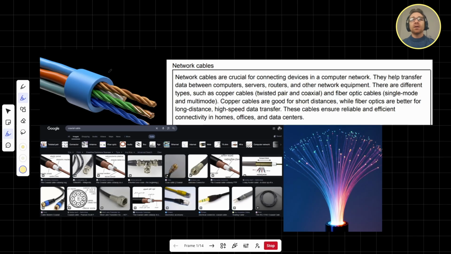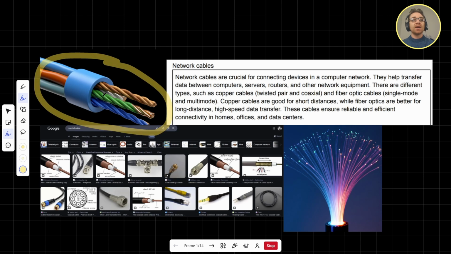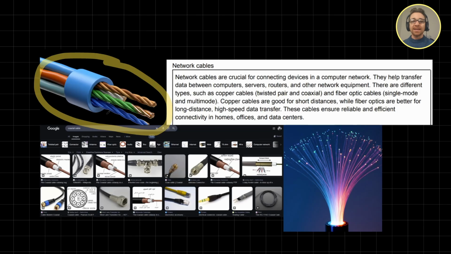You can read the information over here if you want to, but essentially we've got a couple of different ones. This first one over here is one we will need to know about. It's called a twisted pair cable. Now this is essentially an Ethernet cable. We have talked about the concept of wired internet before in previous exam objectives. This is the specific cable that is used to deliver wired internet connections. It is an Ethernet cable, and the official name for it is a twisted pair cable.